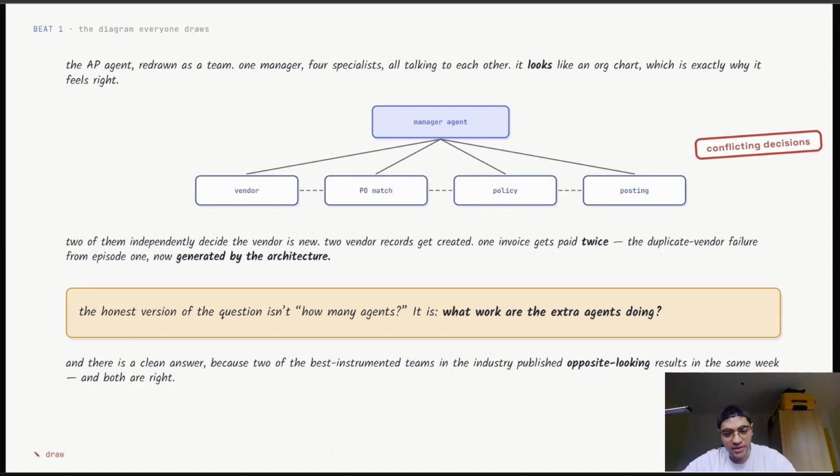And we can answer that cleanly because 2 of the best instrumented engineering teams in the industry published findings that look like flat contradictions of each other. And this happened in the same week, actually. You have Anthropic that said multi-agents won by 90%. So they had the research and they said that multi-agents and agents controlling each other won by 90%. Here, of course, Anthropic is biased. And you have the team of Cognition that said do not build multi-agent systems. So as usual, the question is, it depends what you should build.